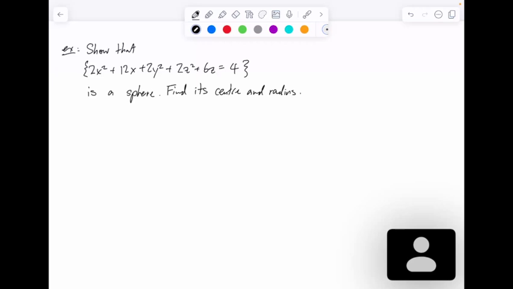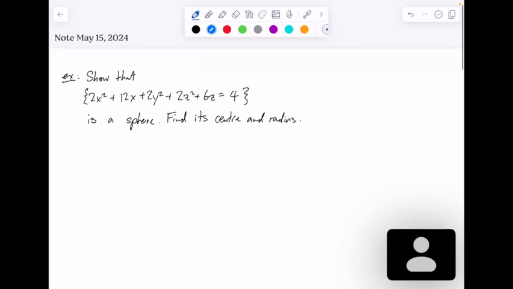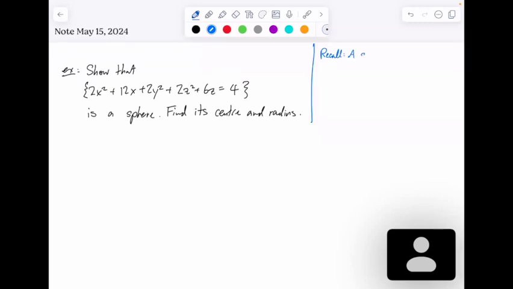So recall from last time, maybe you could flip to your notes from last time, that there's a very standard formula for a sphere. A sphere centered at (a, b, c) of radius r is given by the following equation: x minus a squared plus y minus b squared plus z minus c squared is equal to r squared. Something very similar to the equation of a circle in 2 dimensions, but you have one more variable that you're squaring.